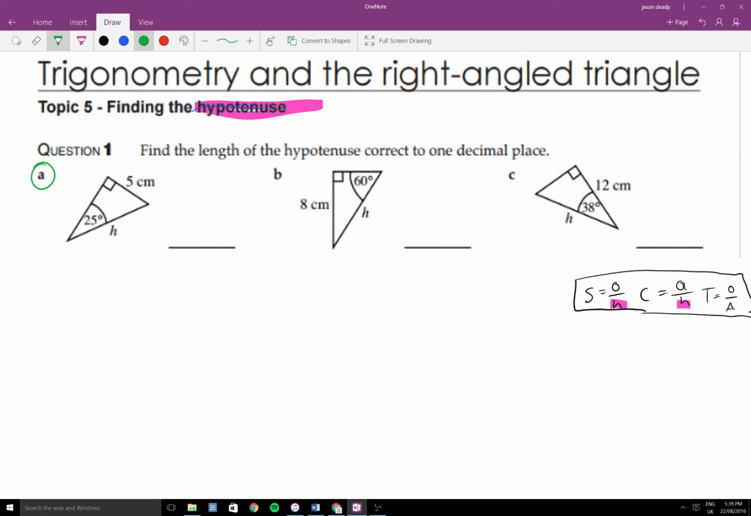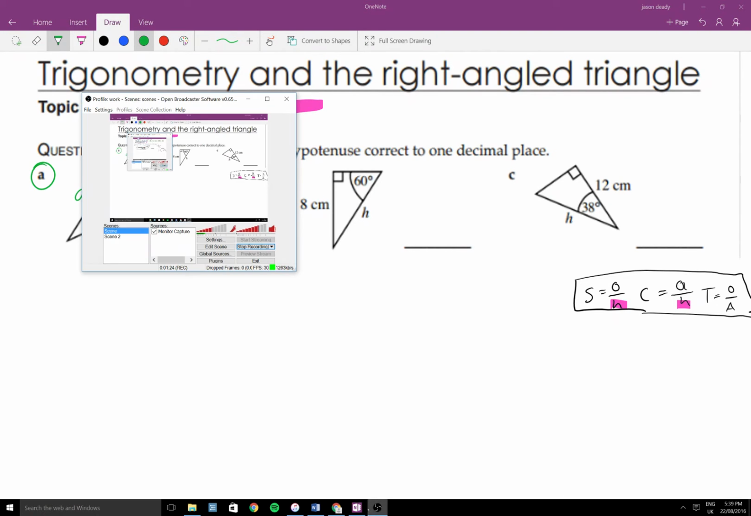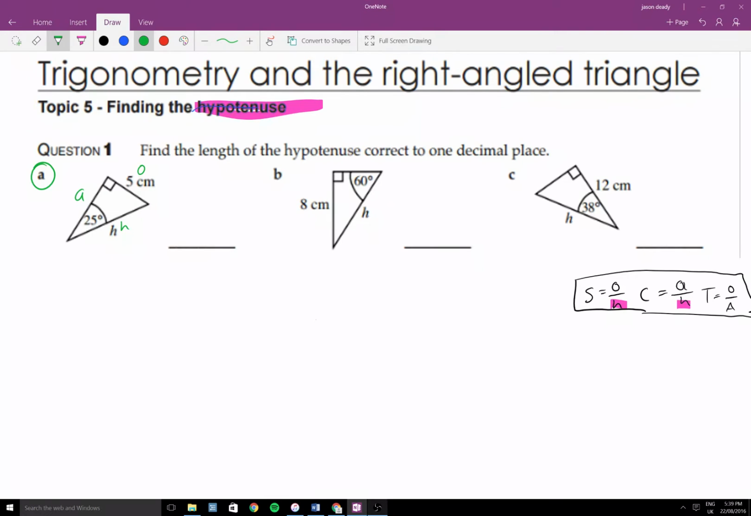So I'm going to do question A, and I'm going to label my sides. I've got my hypotenuse, which is the H, and the opposite, which is the 5, and the adjacent, which is the unmarked. Okay, so I've labelled my sides.